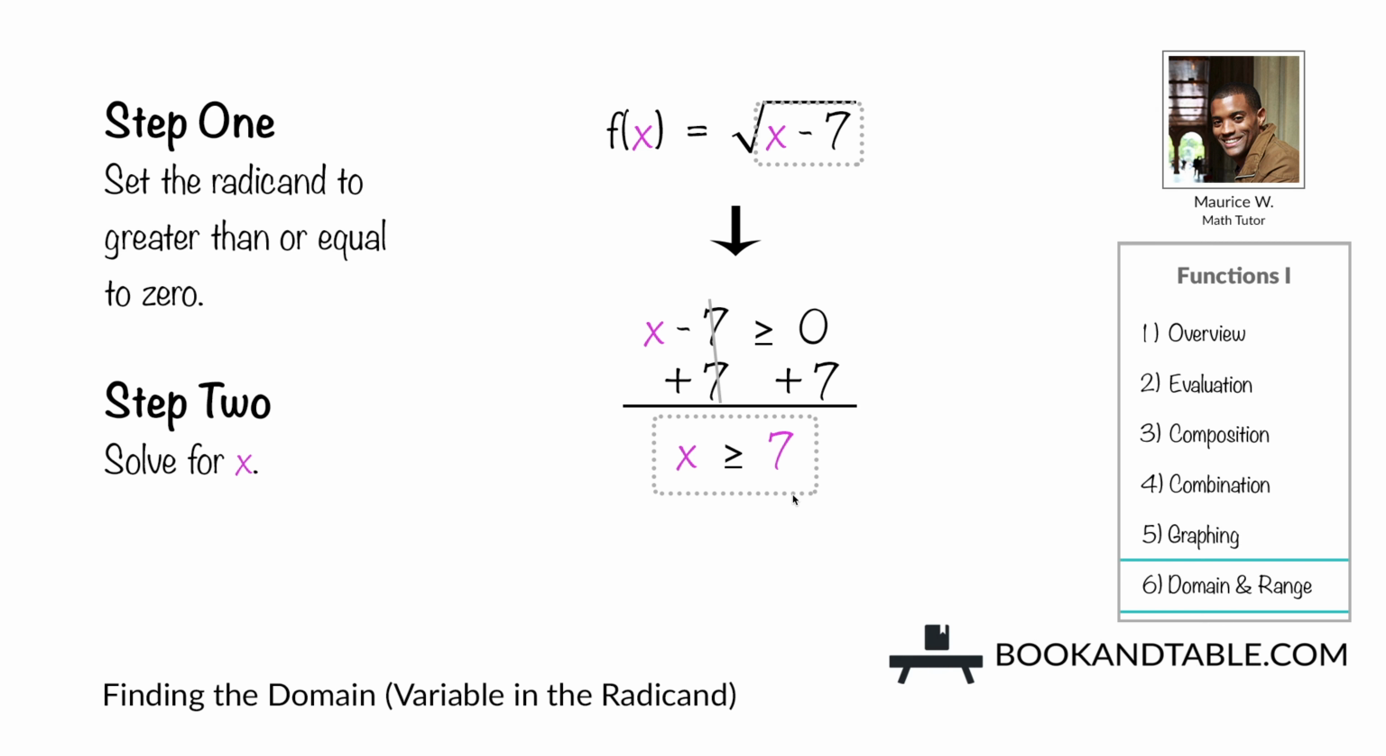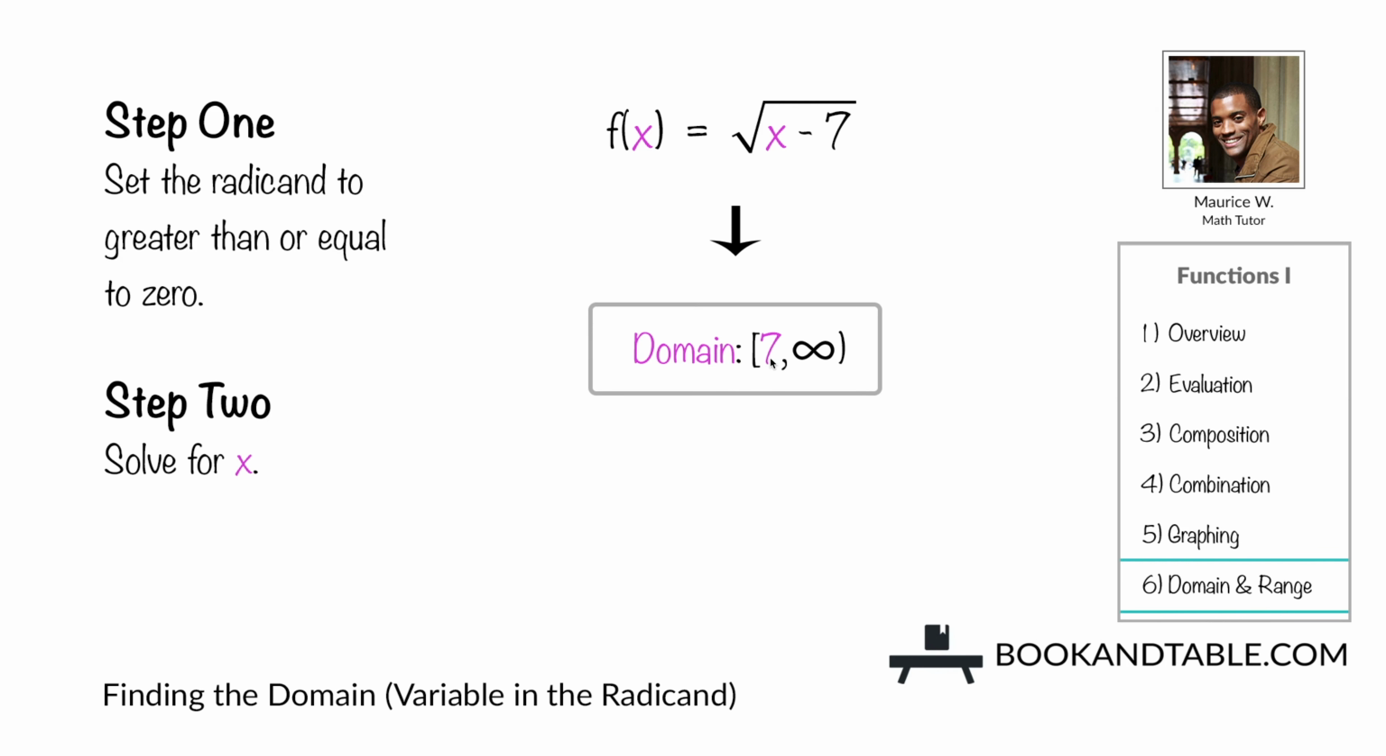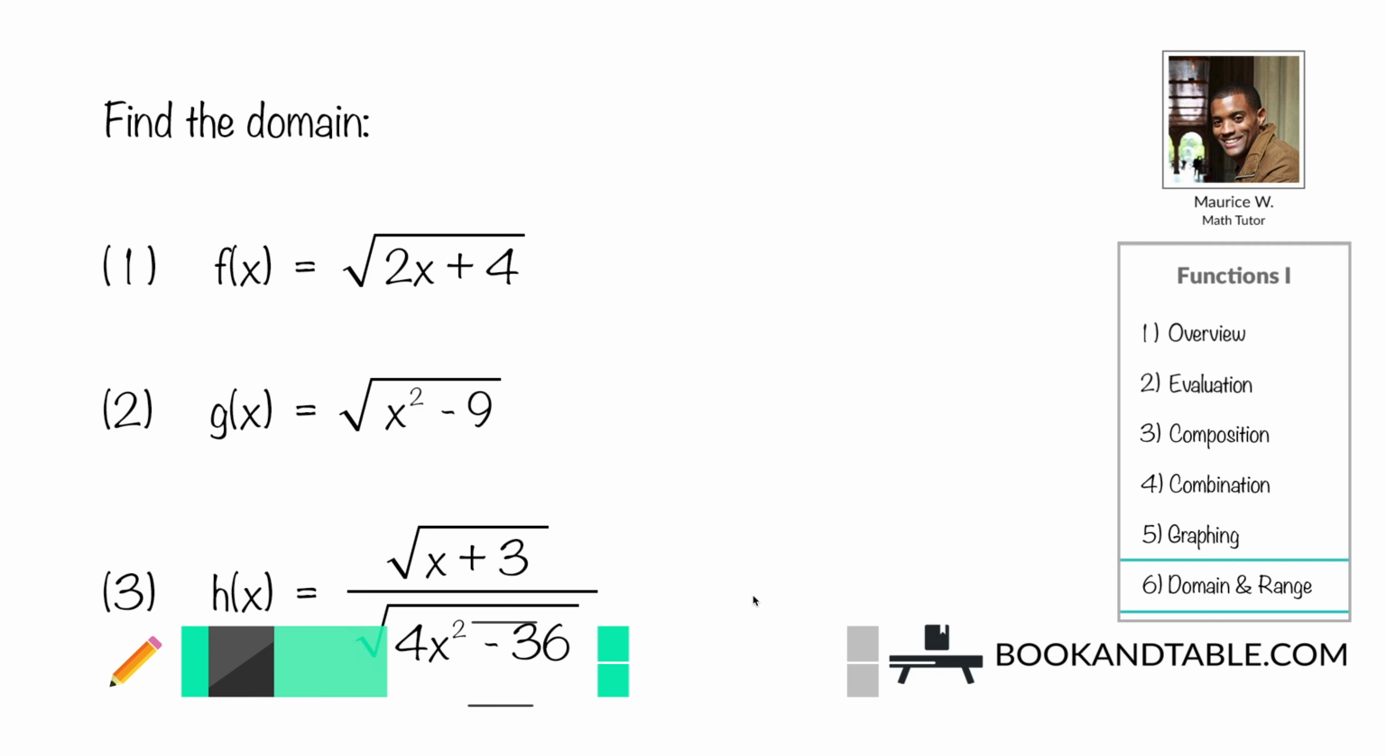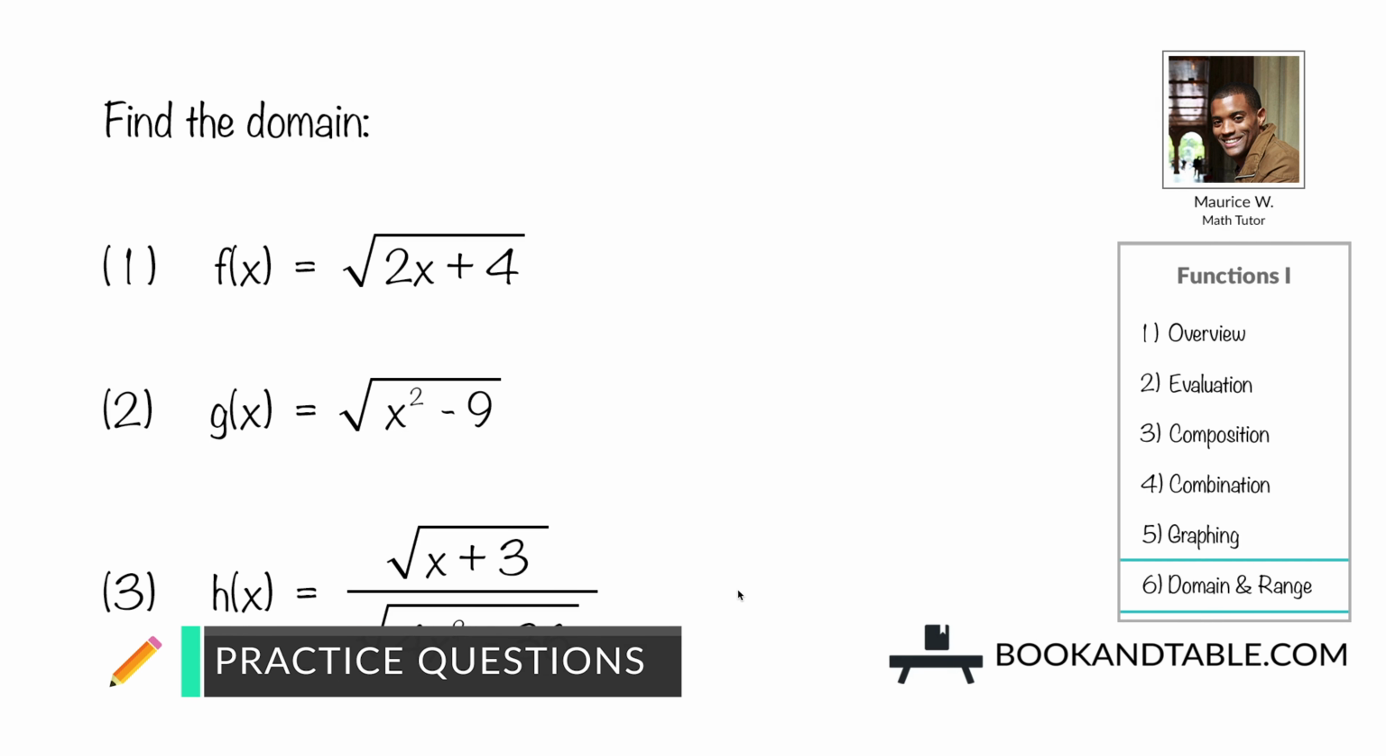So this would be our domain. It can equal 7, so we have the bracket, and that's the smaller value since it is greater than or equal to 7. 7 is the smallest number. And it continues indefinitely, so we have infinity as the second entry here. So that is how we go about finding the domain when we have a variable in the radicand. Let's now have you complete a few practice questions.